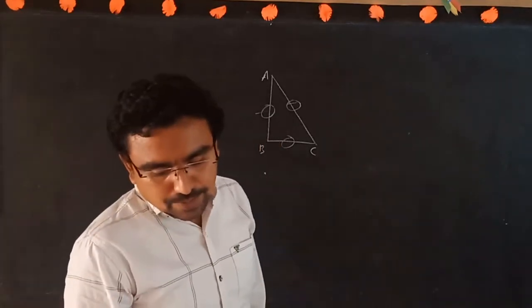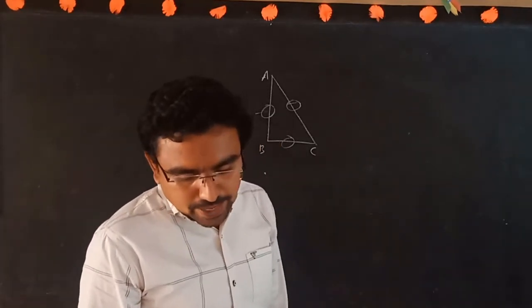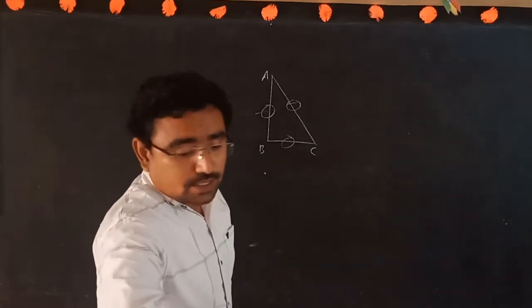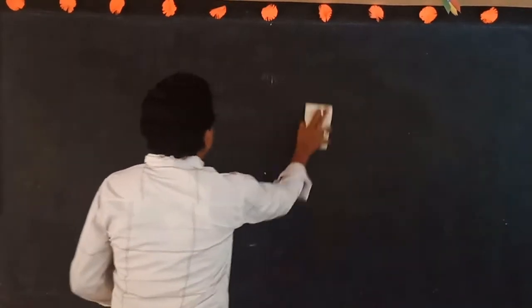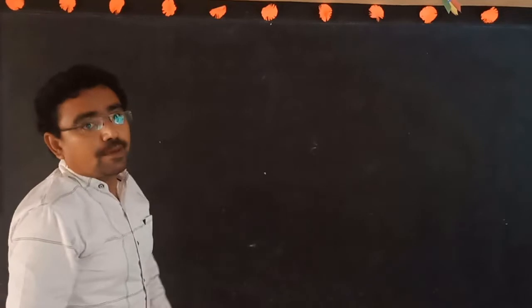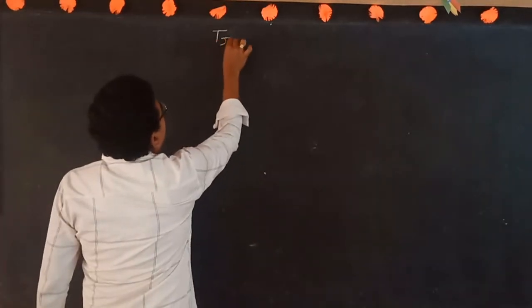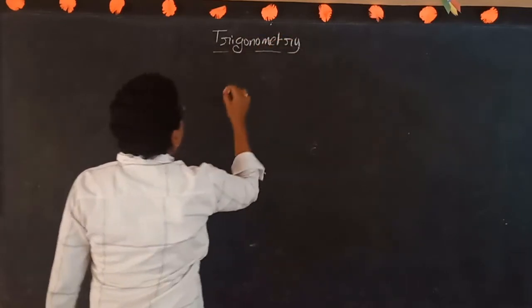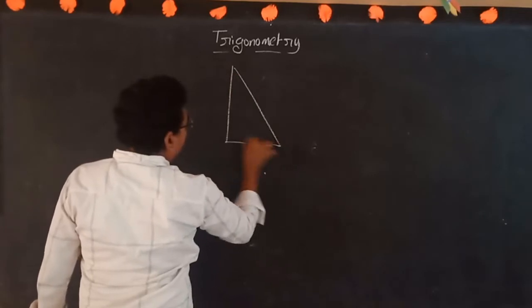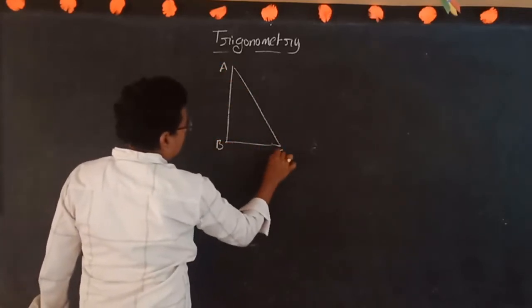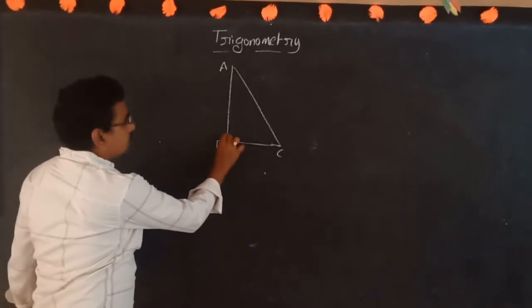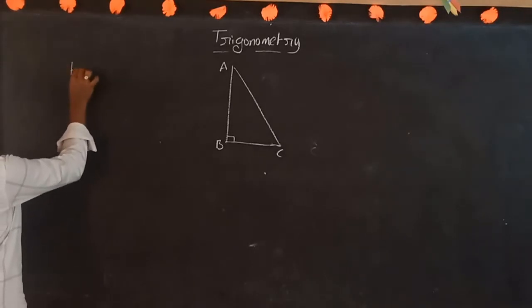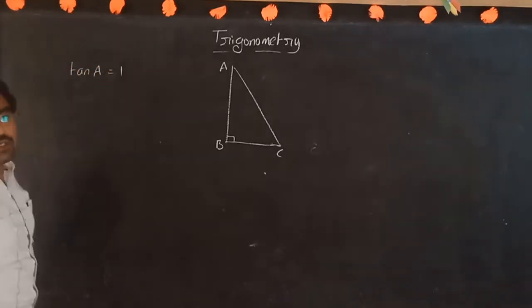In a right angle triangle ABC, right angle at B, if tan A equals 1, then verify that 2 sin A cos A equals 1. So, right angle triangle ABC, right angle at B is given. One ratio is also given: tan A equals 1.